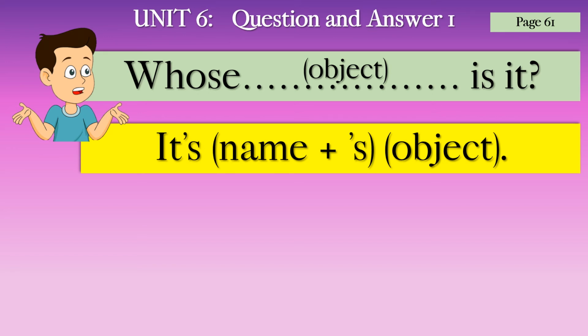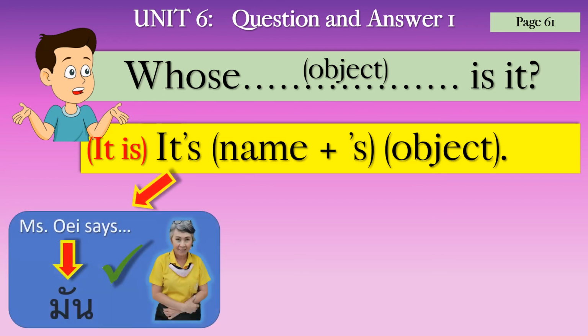Don't forget that we use it's. What is it's? It's actually two words put together, it is, but we make it shorter and faster: it's. Whose lunchbox is it? It's Rosa's lunchbox.